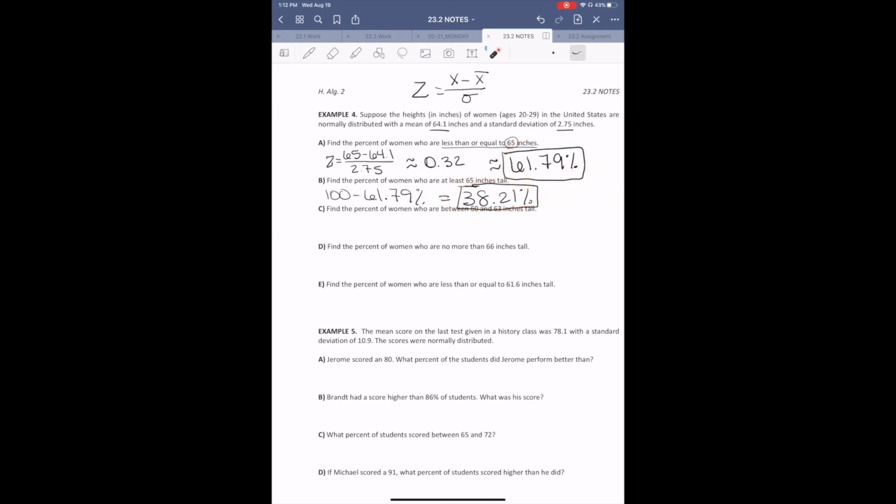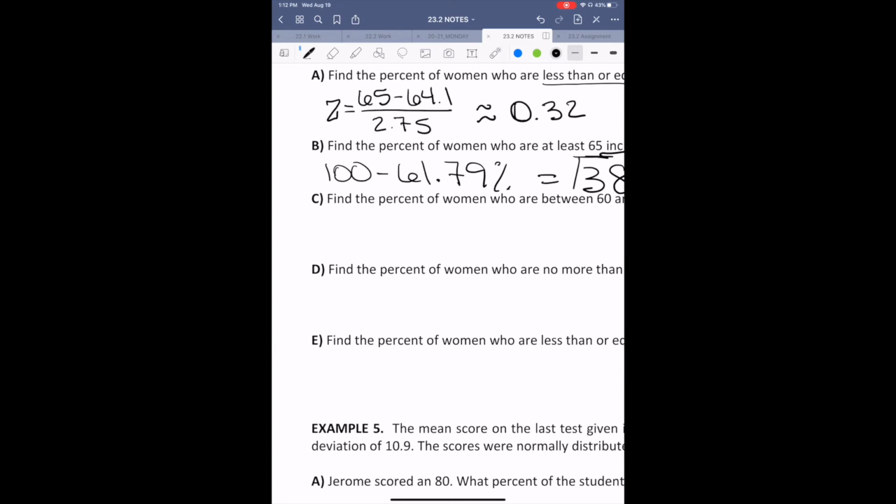Okay. Part C, find the percent of women who are between 60 and 63 inches tall. Okay, once again, 60 and 63 do not fall within our standard deviation count, so we have to find z-scores for both of these data values, right? And the way we do this is I'm going to start with z of 60 and apply it. So 60 minus 64.1 divided by 2.75. Enter that into your calculator and you get about negative 1.5.